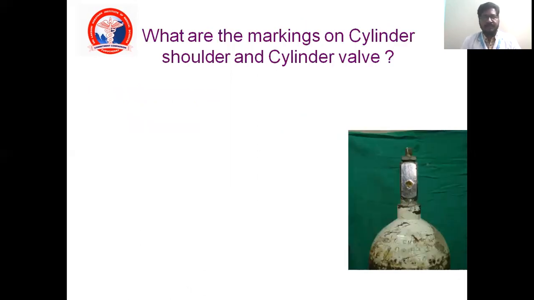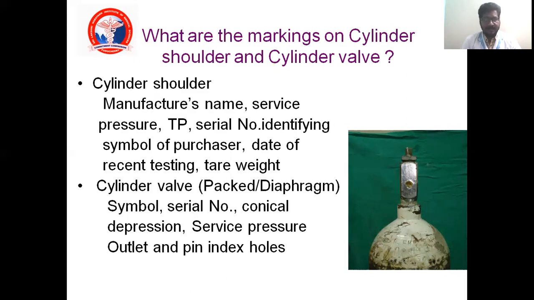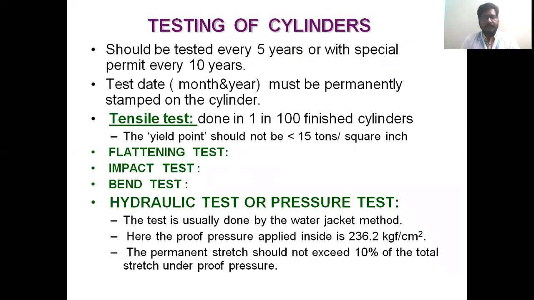What are the markings on the cylinder shoulder and cylinder valve? As I discussed earlier, there are a few markings in the cylinder shoulder and cylinder valve, which we will be discussing now. The cylinder shoulder contains the manufacturer's name, the service pressure at which it is being filled, the serial number, identifying symbol of purchaser, date of recent testing, and tare. And the cylinder valve, which is packed with a diaphragm, contains a symbol, serial number, conical depression, service pressure, outlet, and pin index holes. Now coming to the testing of cylinders.